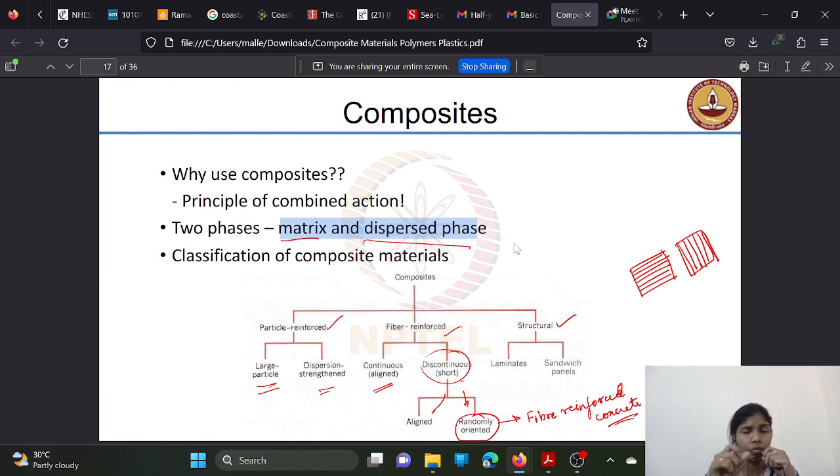So when you see the classification of composite materials, the composites are classified into particle reinforced, fiber reinforced, and structural. Particle reinforced is again classified as large particle and dispersion strengthened. In fiber reinforced, it is continuously aligned or discontinuous, and in structural, like laminates and sandwich panels. Here particles will be introduced in the dispersion phase. In fiber reinforced, small fibers of the polymer will be dispersed here, and in structural, these are used as laminates or sandwich panels.